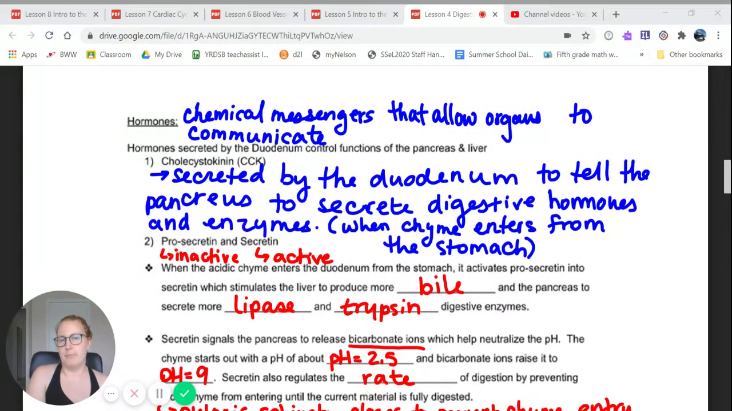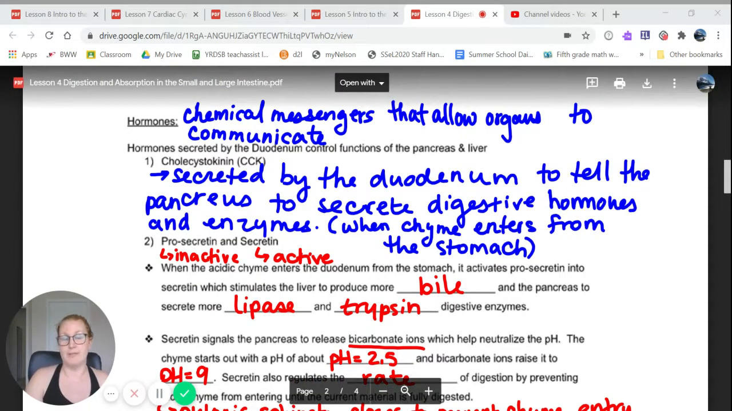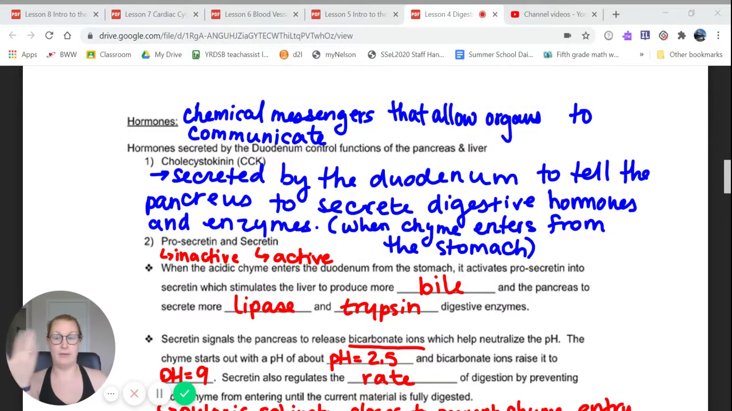Hormones are messengers that allow organs to communicate, and they essentially do that through the bloodstream. So hormones are released in the bloodstream and they travel from one organ to the next organ. So that's one way that our bodies control what's called homeostasis, or sort of our internal environment. So hormones secreted by the duodenum control some functions of the pancreas and liver.